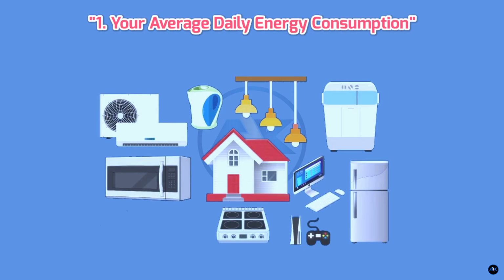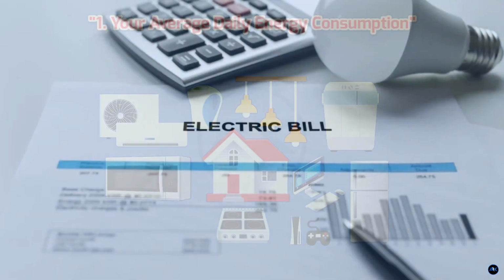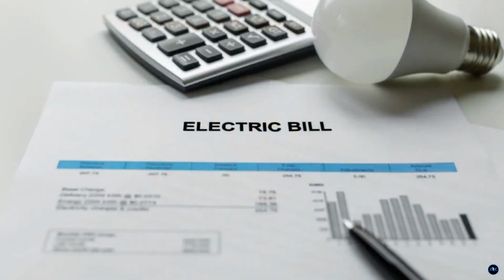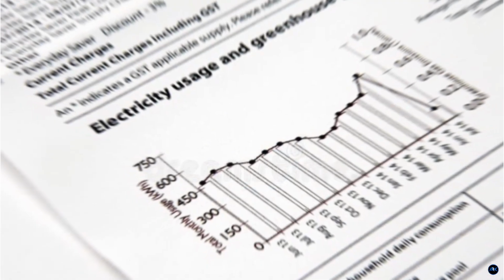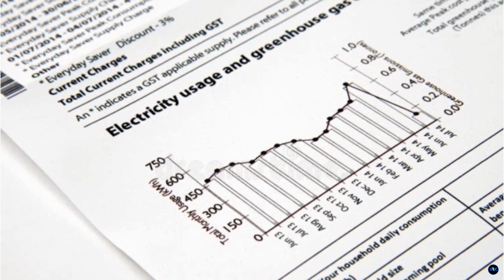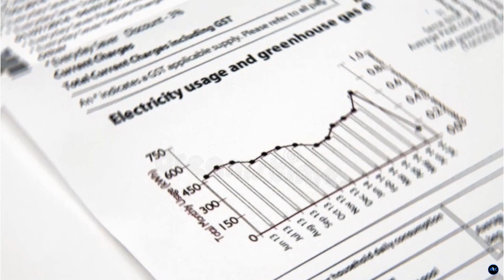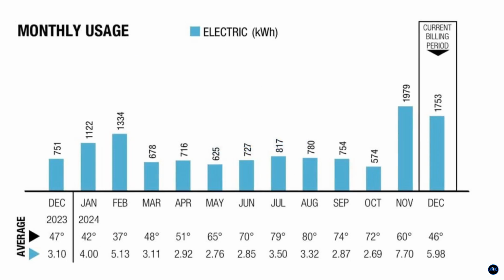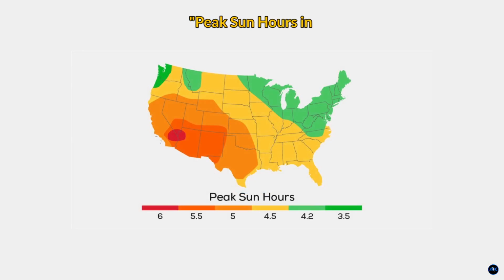This is the total amount of electricity your household uses in a typical day. The easiest way to find this is by looking at your electricity bills. Most bills will show your monthly consumption in kilowatt hours, kWh. To get your average daily consumption, simply divide your monthly usage by the number of days in that billing cycle. It's a good idea to look at a few recent bills to get a good average, as your usage might vary throughout the year.